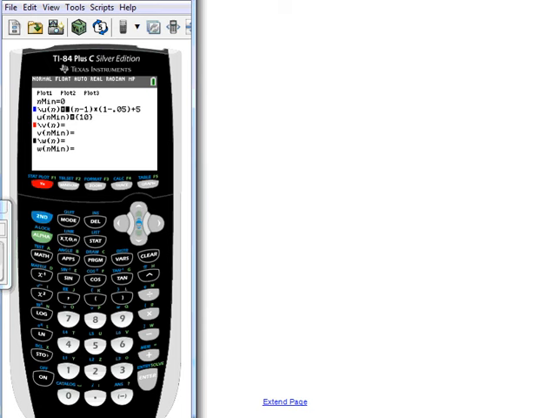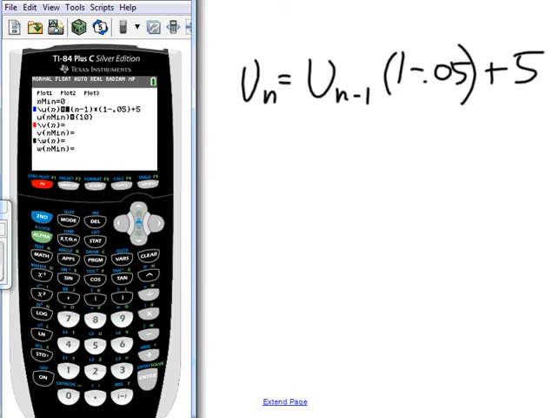So the question would be, what's the long run value of this? And I believe it's getting closer and closer to 100. Now, let me show you how you'd solve it if they didn't give you a calculator for this part. Let me write it down. I have u sub n equals u sub n minus 1 times 1 minus 0.05 plus 5. And they want to know what the long run value is.